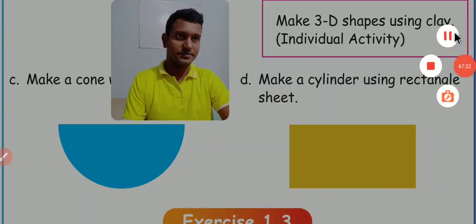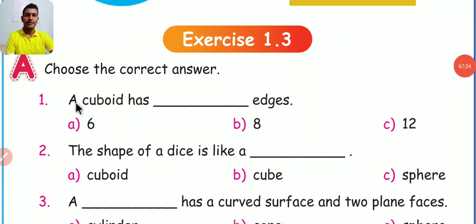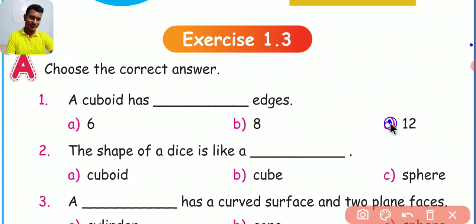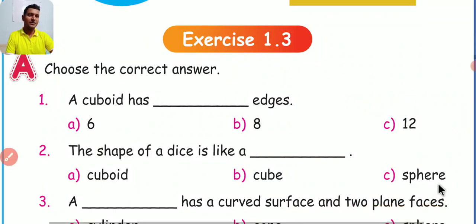Next one, exercise 1.3. Choose the correct answer. A cuboid has dash edges. How many edges does a cuboid have? Yes, 12 edges. The shape of a dice is like what? Yes, it is in cube shape.